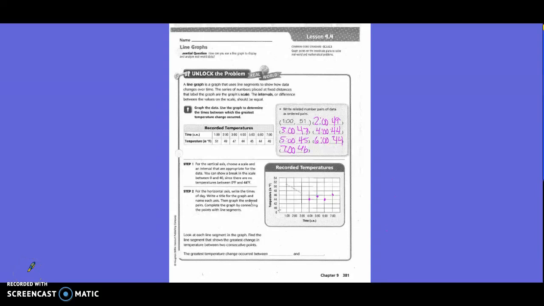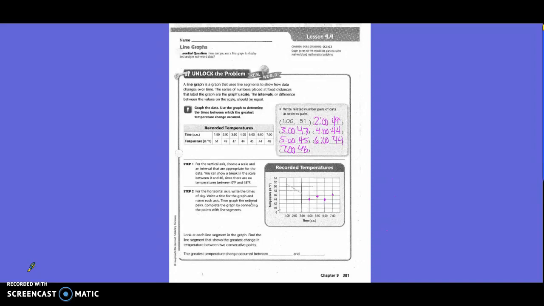Alright, 5th grade, chapter 9, lesson 4, line graphs. Unlock the problem. A line graph is a graph that uses line segments to show how data changes over time. The series of numbers placed at fixed distances that label the graph are the graph scale. The intervals, or difference between the values on the scale, should be equal.